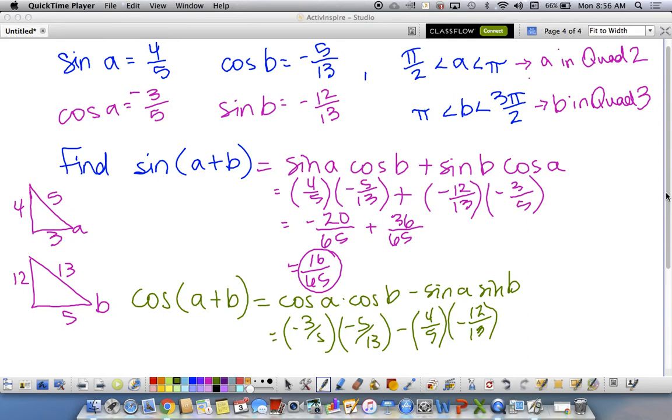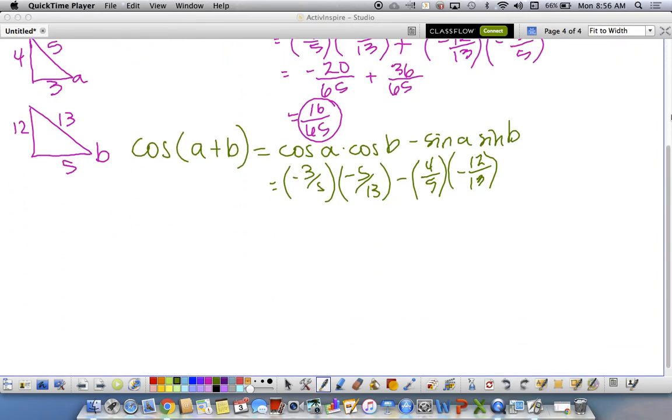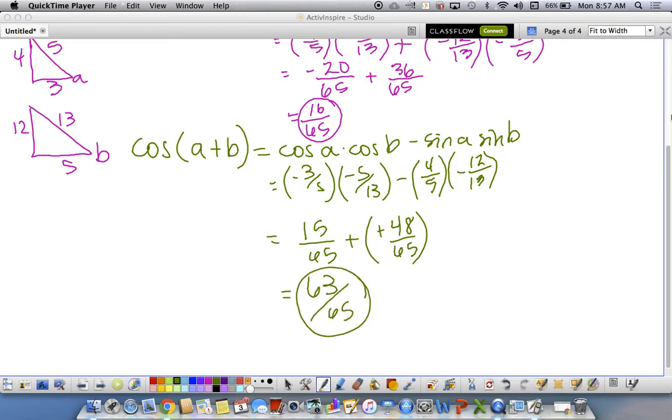Now I can scroll down because I don't need the stuff at the top. So negative 3/5 times negative 5/13 is 15/65, minus 4/5 times negative 12/13, which is negative 48/65. When you're subtracting a negative, what happens? Opposite. So we have 15 plus 48, which is 63/65.